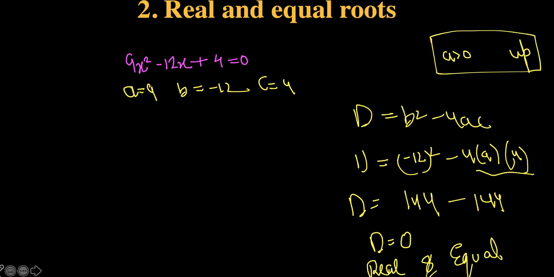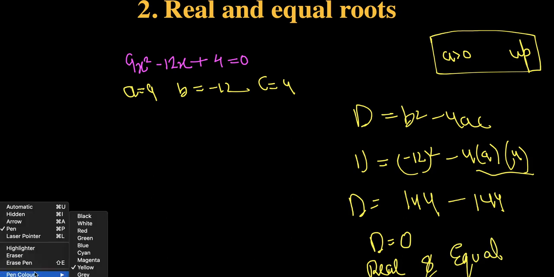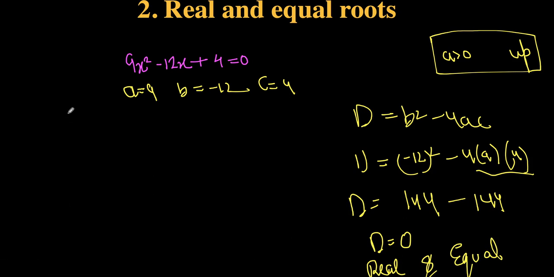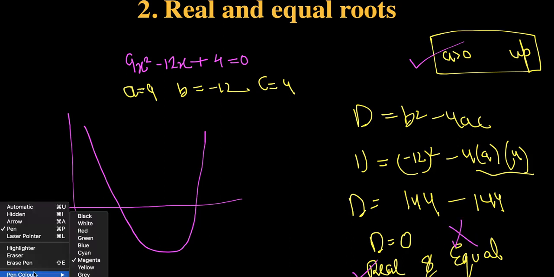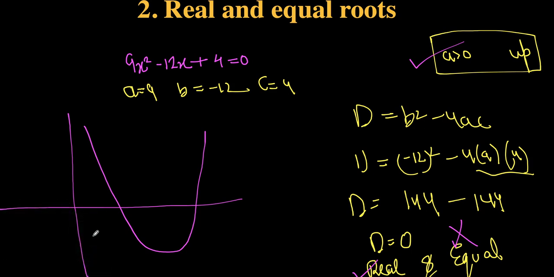Okay, now the next thing is, what does it mean graphically? Let's plot it graphically. So these are real roots. If you plot like this, it is upward, so the first condition is satisfied. It is real also, so this condition is satisfied, but this condition is not satisfied. They are not equal. So I have to plot again, because this plot is not right since here the roots are different. So you have to plot something like this.